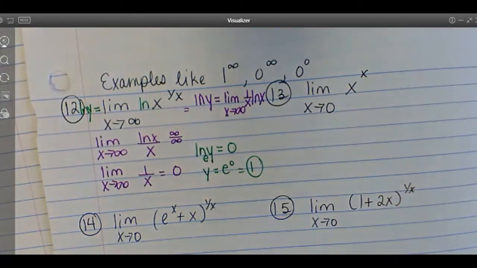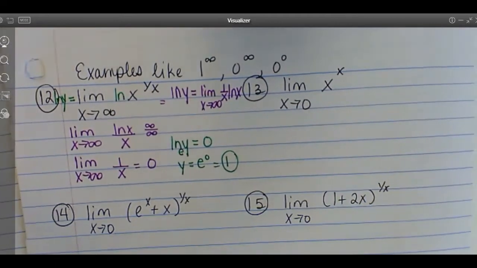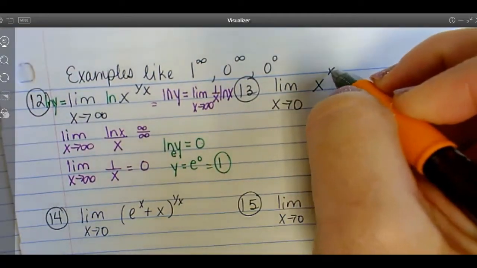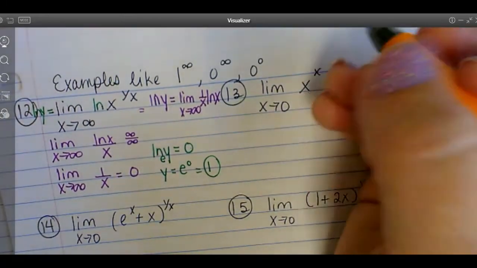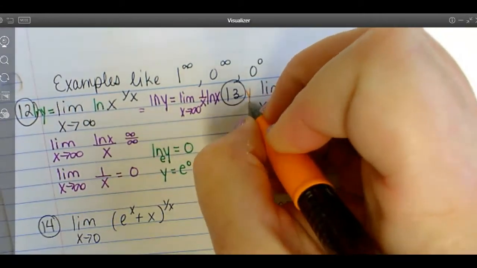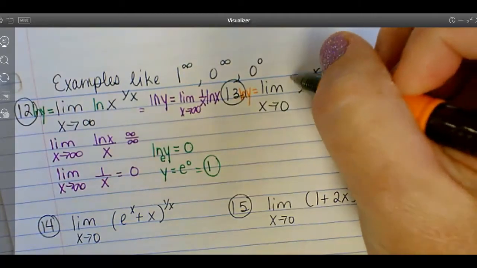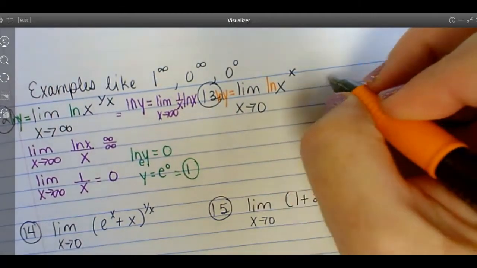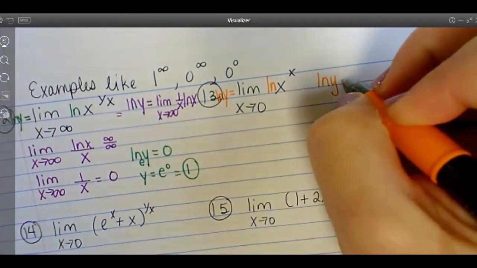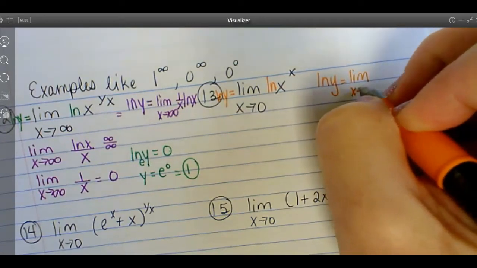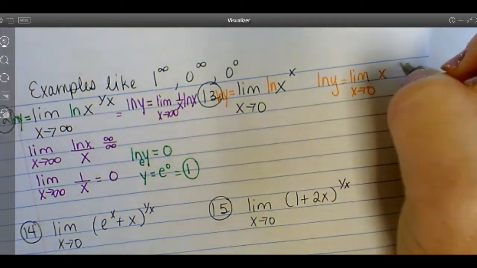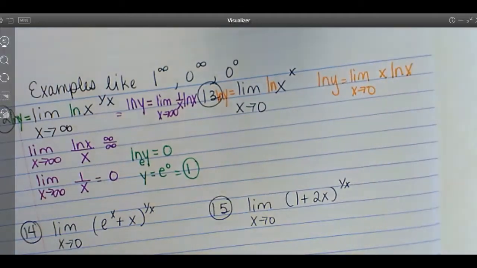So you have to put in a natural log, you have to bring the power down, and then you have to solve. Okay? So let's do that again on number 13. And this happens anytime that you have a power. Okay? So again, this is like a y equals, and we're going to put that natural log in front of it, which means we're going to have a natural log here. So it's going to give me natural log of y equals the limit as x approaches 0 of x natural log of x.